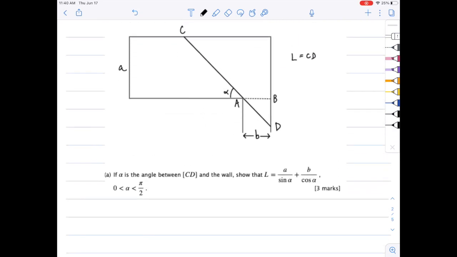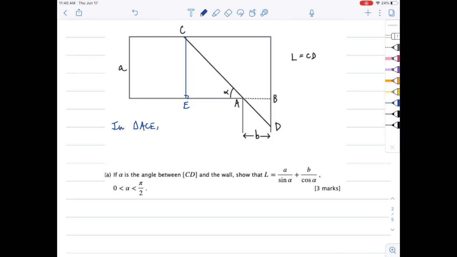Part A says if alpha is the angle between CD and the wall, show that L, which is CD, is equal to A divided by sine alpha plus B divided by cosine alpha. Alpha ranges between 0 and pi over 2. Okay, so first thing I'll do is maybe drop a perpendicular down here. Just call that, what do we want to call that? Maybe E.